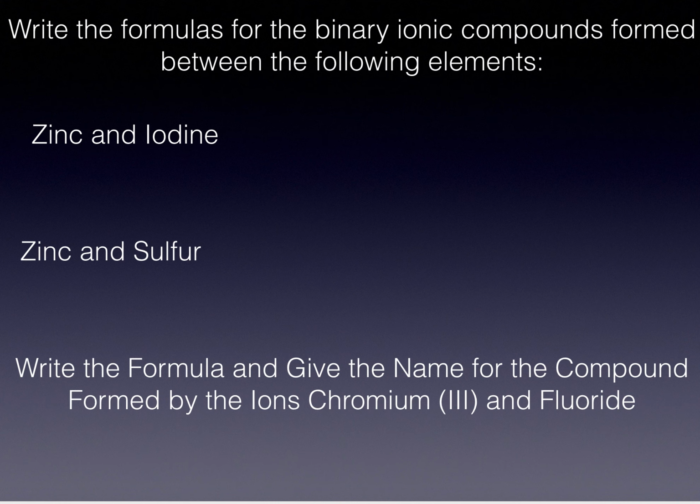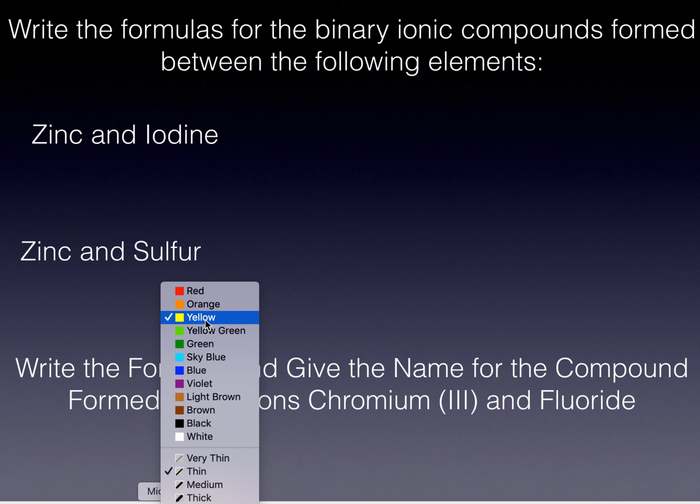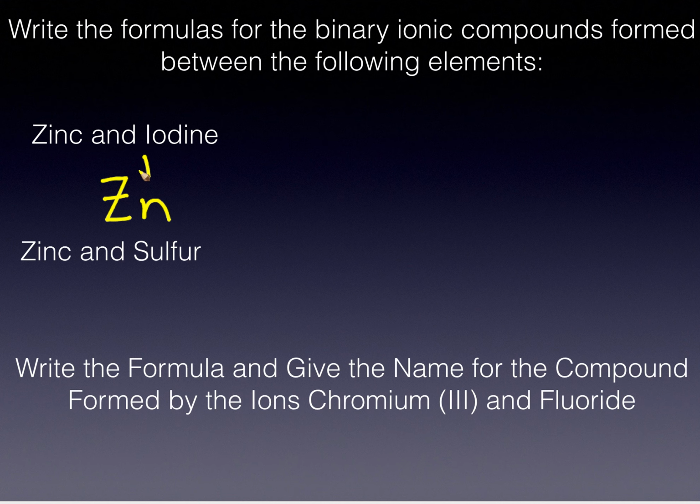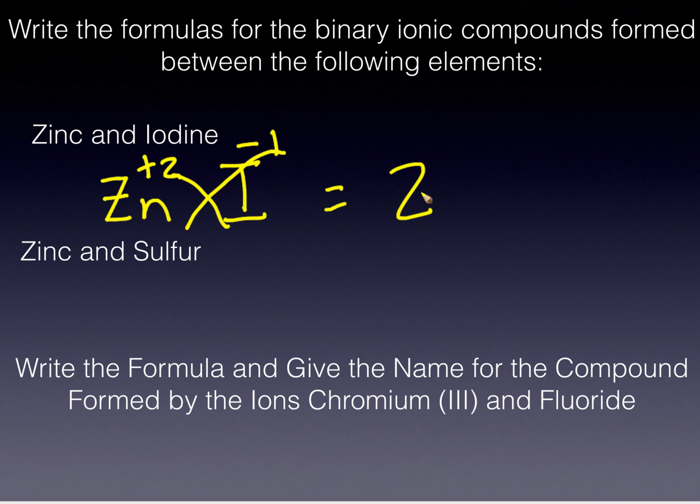Okay, so a few examples here. It says write the formulas for the binary ionic compounds formed between the following elements. So we have zinc and iodine. So I know zinc, Zn, and zinc is always +2. Iodine is -1. So if I crisscross my charges here, it will be ZnI2.